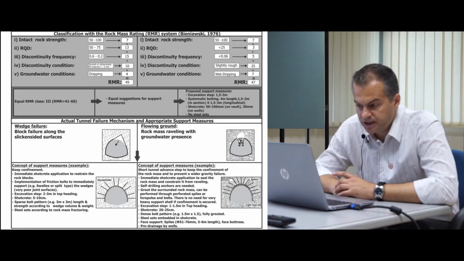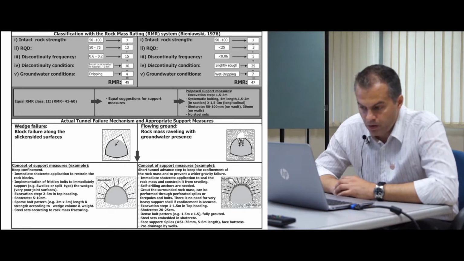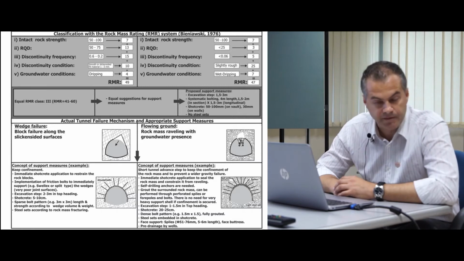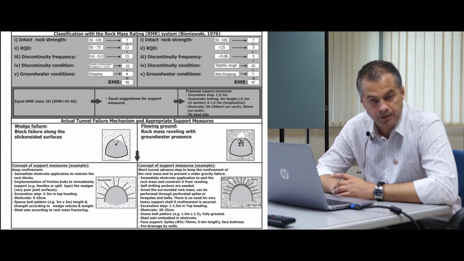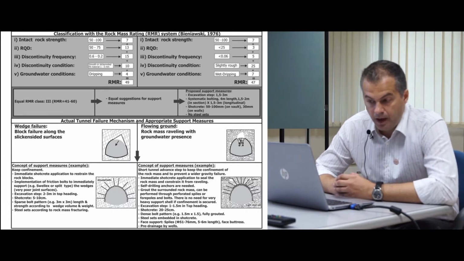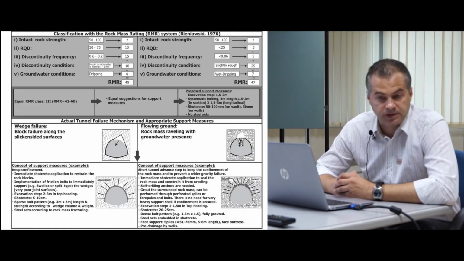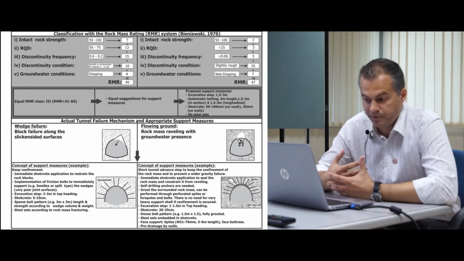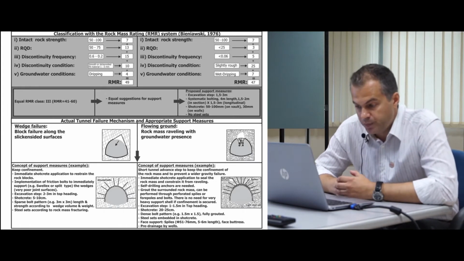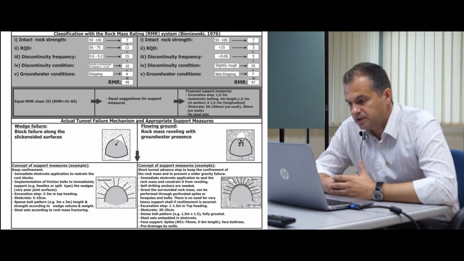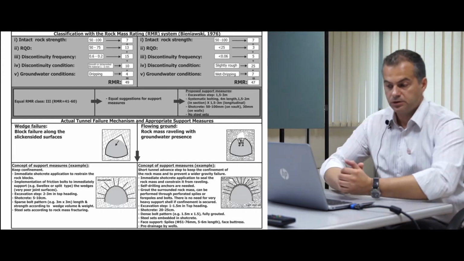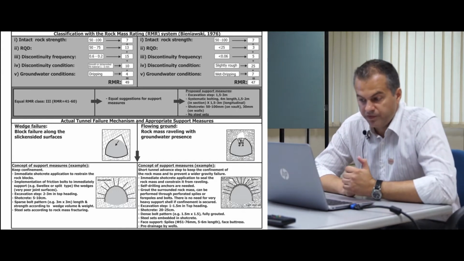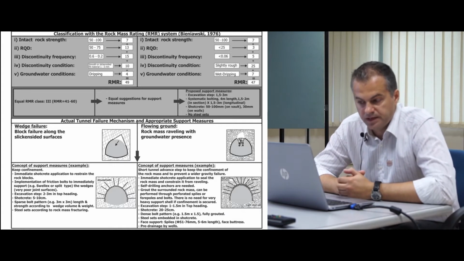But if we study the rock mass behavior, the tunnel behavior of these two rock masses, we will see that in the first case, we will have a wedge failure because we have a blocky mass, a block failure along the slickensided surfaces. And this will happen fast because we have this very low friction along the joints. In the second case, we will have raveling ground, and if we have water, we will have flowing ground, rock mass raveling with groundwater presence inside.